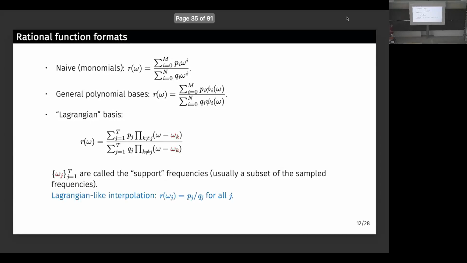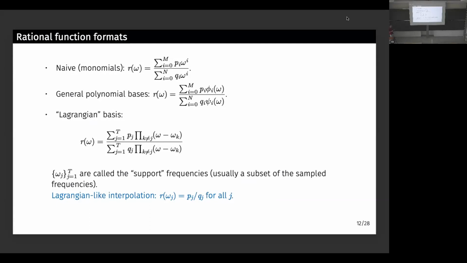Just notation. Now, I call it Lagrangian basis because we have a Lagrangian-like interpolation property, which tells us that if we evaluate our rational function at one of the sample points, at the support points, I should say, then we recover exactly the ratio of the coefficients. So this is what happens with Lagrangian interpolation. But now, your question might be, but everybody knows the Lagrangian basis sucks because of conditioning issues. Well, it turns out that for rational approximation, this is not a problem. So instabilities are not a problem.